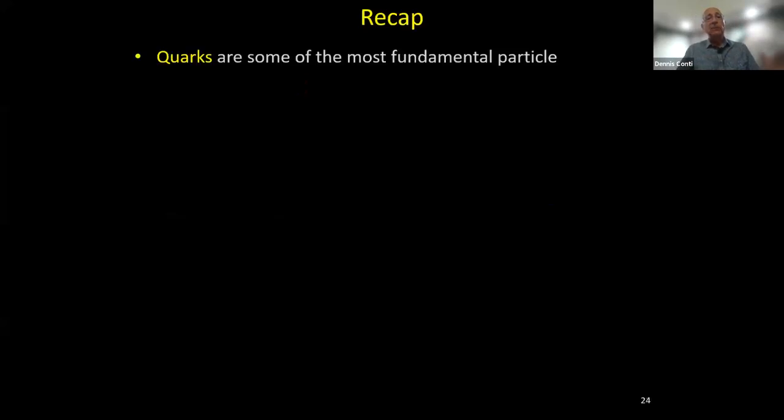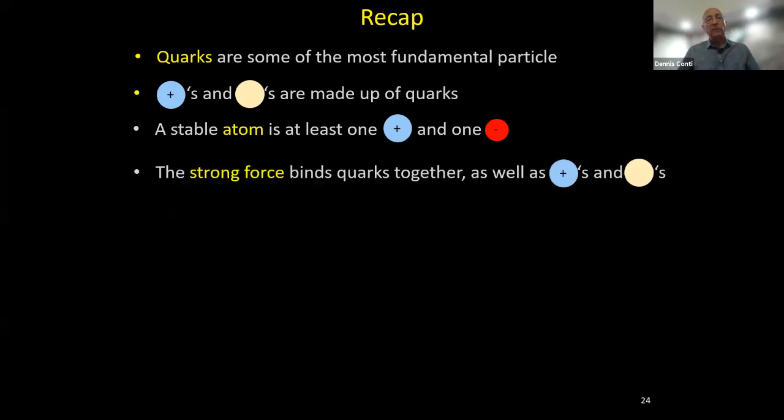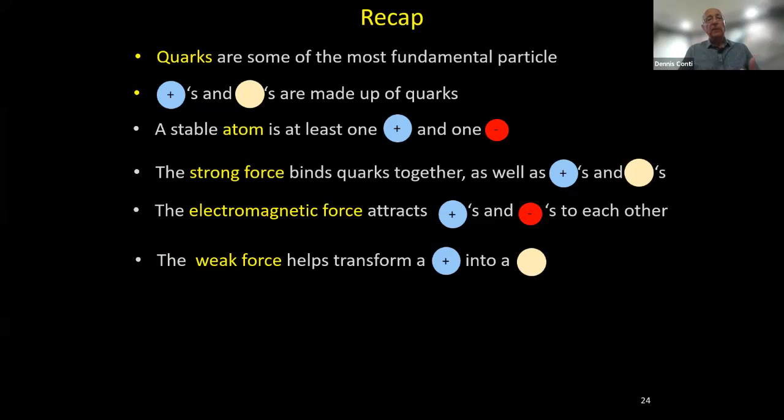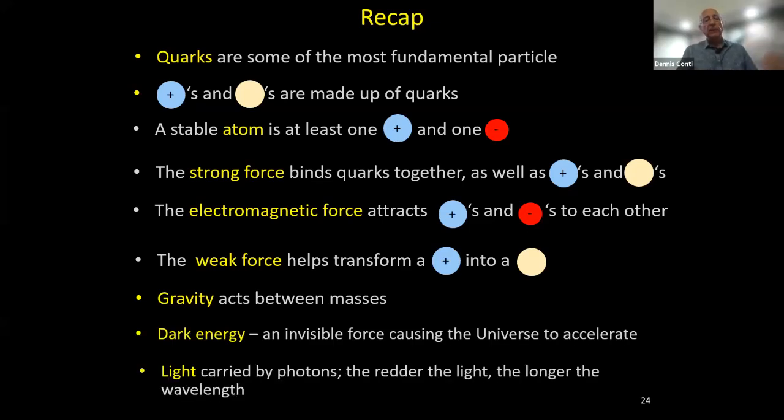Okay. All right. So just to recap, quarks are the most fundamental particle. Protons and neutrons are made up of quarks. Nature likes stability. Nature likes plus and minus to neutralize out. Strong force brings quarks together. Electromagnetic force brings positive and negatives together. The weak force, as we saw in that fusion thing, will transform a proton into a neutron. Gravity acts between masses, and dark energy is some invisible force. And finally, light is carried by photons. The redder the light, the longer the wavelength.